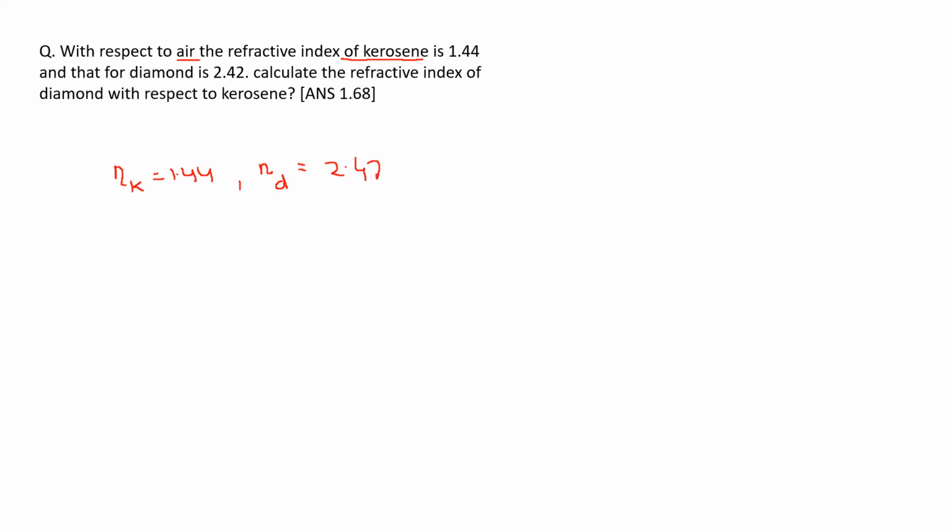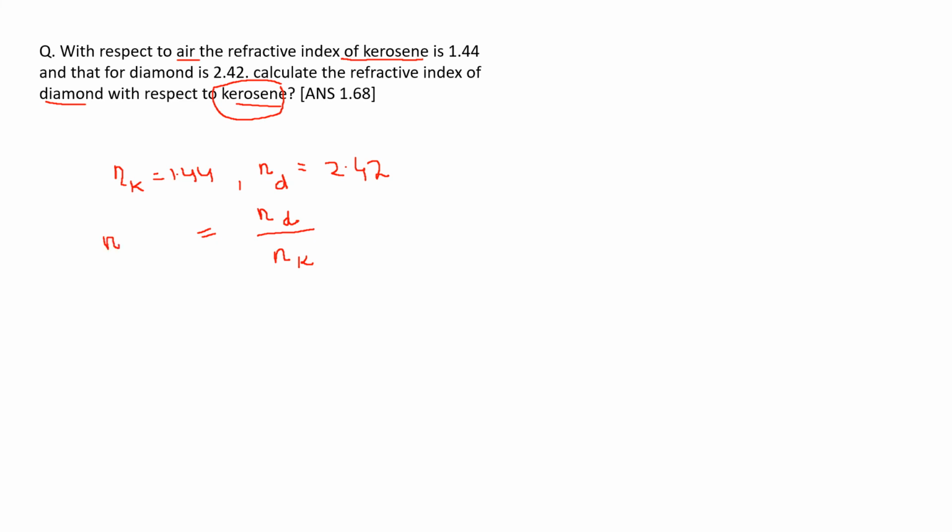Calculate the refractive index of diamond with respect to kerosene. Now what should the ratio be? After with respect to, kerosene came. So where will kerosene go? Kerosene will go down. I have written NK first, down in the denominator, and this is the refractive index of diamond, right? Can I write here now?